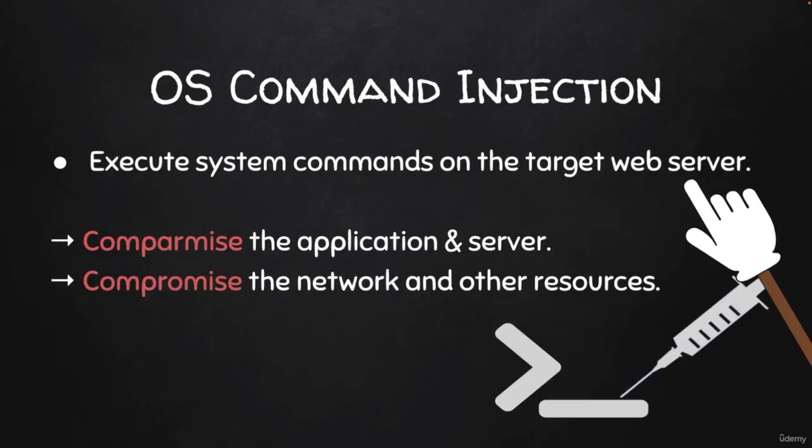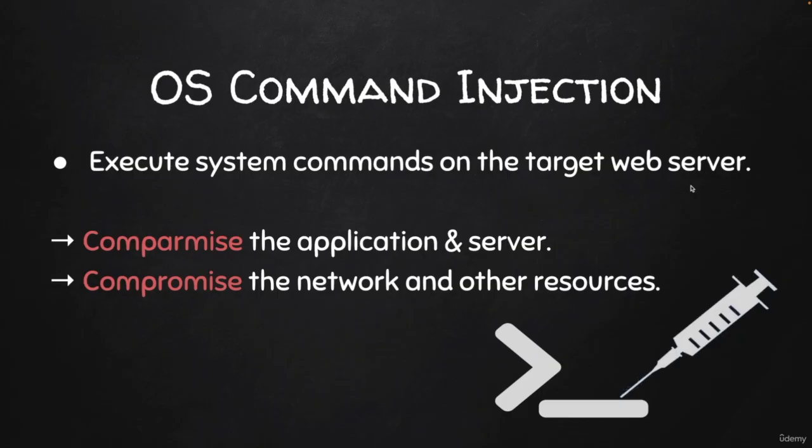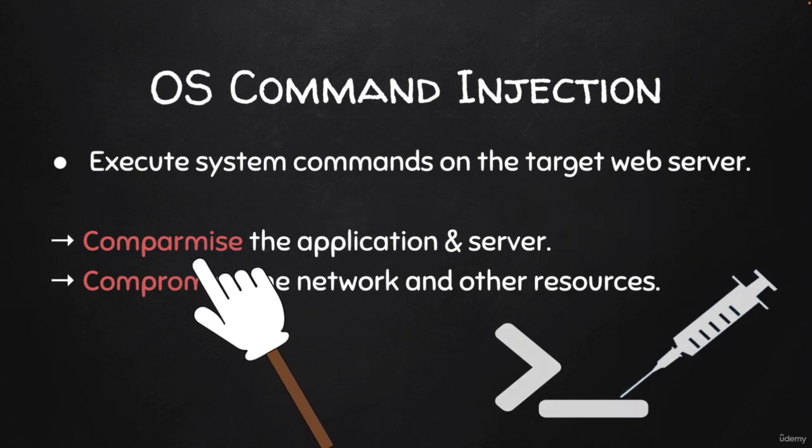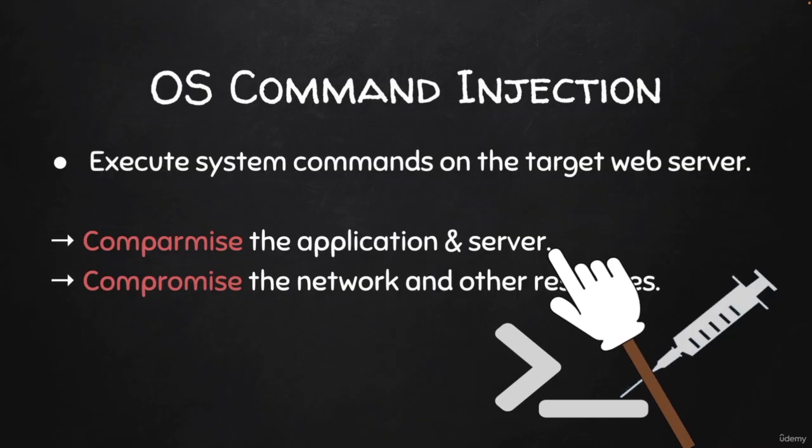So if the target computer is Windows, you'll be able to execute Windows commands. If it's Linux, you'll be able to execute Linux commands, and so on. For example, if the target web server runs Linux, which is one of the most common operating systems to run on web servers, then you'll be able to execute any terminal command or any Linux command on the target web server. As a result, you're going to be able to compromise the application and possibly the whole computer or the whole server.